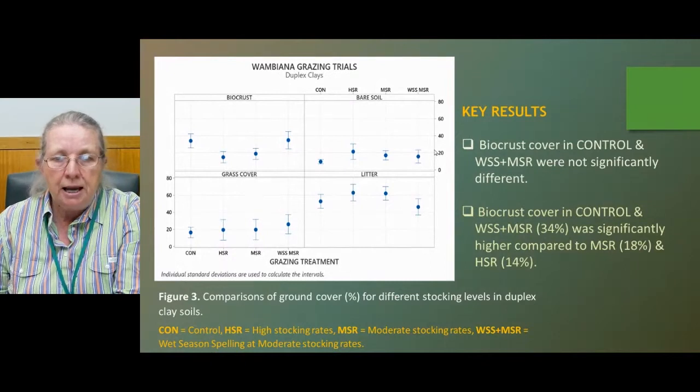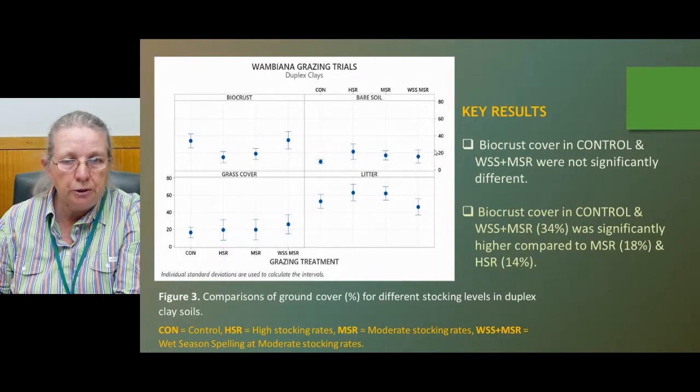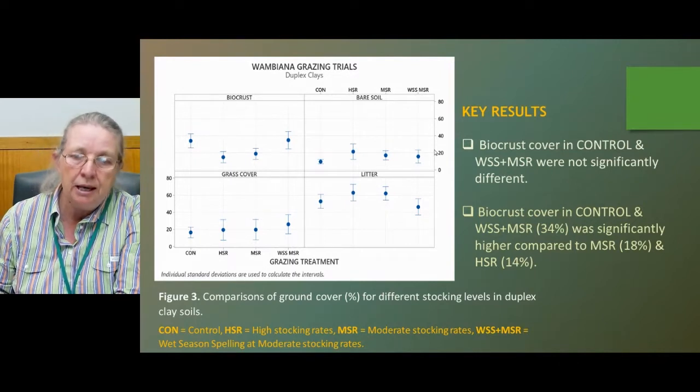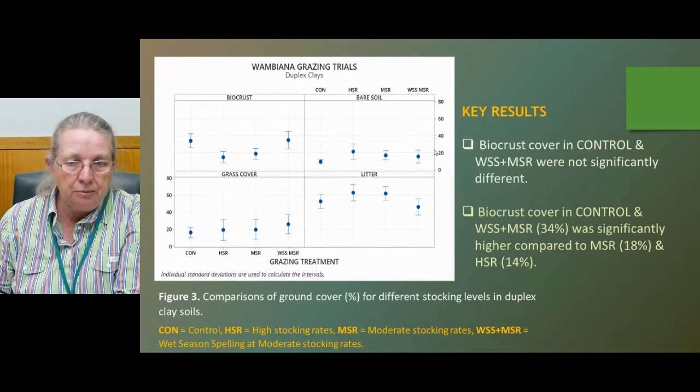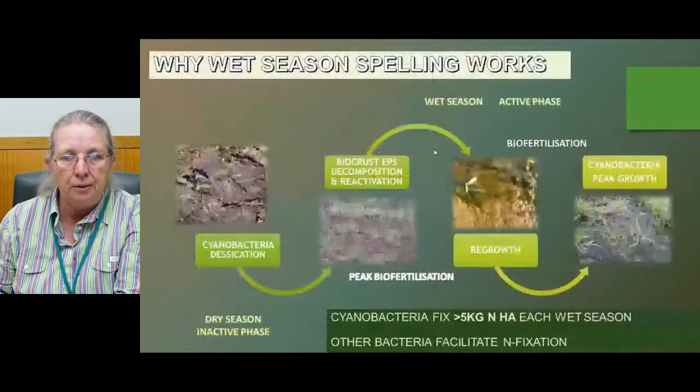In the duplex clays, what was really interesting was that the biocrust cover in the control and the wet season spelling were not significantly different. And so we were really interested in the fact that you had 34% cover there compared to 18% cover in just the moderate stocking. So the wet season spelling really did make a big difference to the biocrust cover.